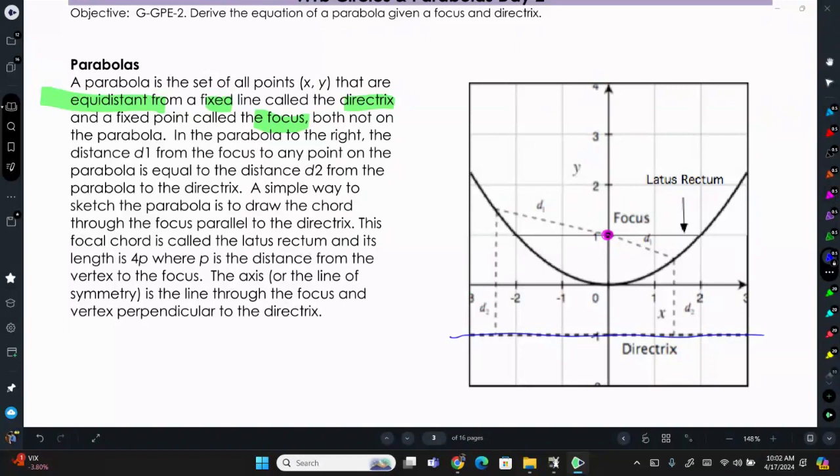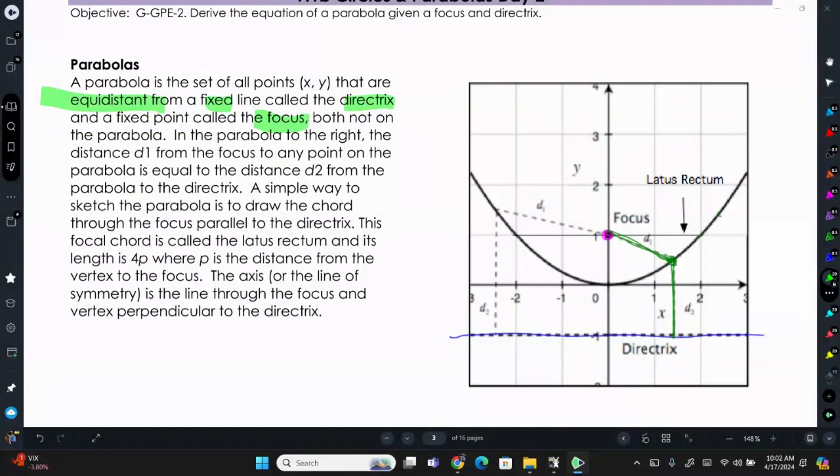And any point on the parabola is the same distance away. So like this point right here, the distance from the directrix to that point is the same distance from that point to the focus. So those are the same distance, and that will be true for any point on the parabola. Now, those are two new terms, a focus and a directrix.